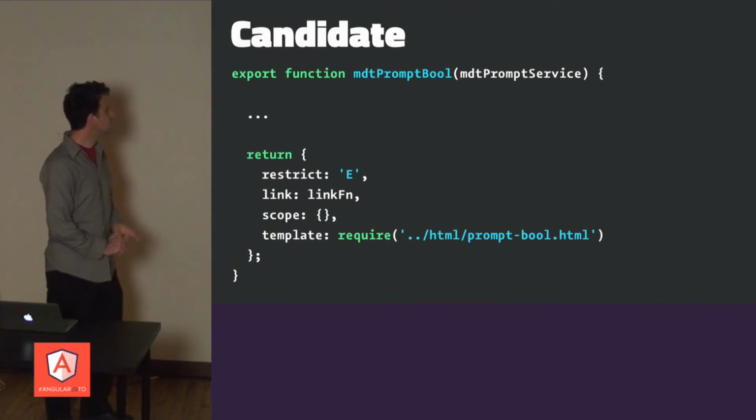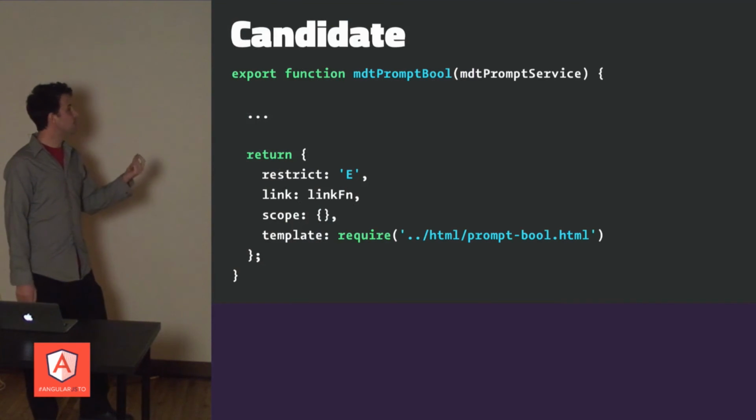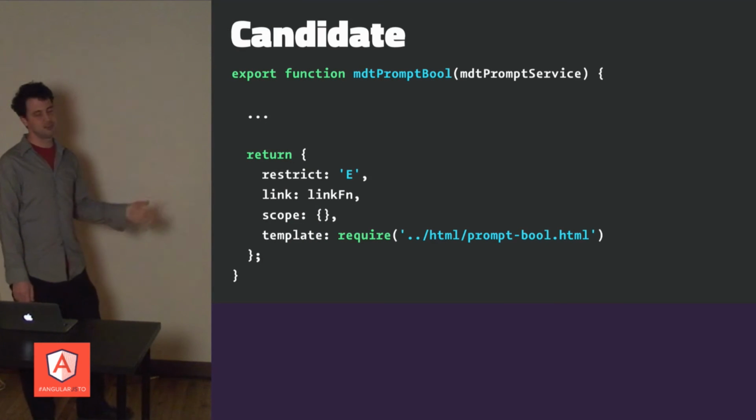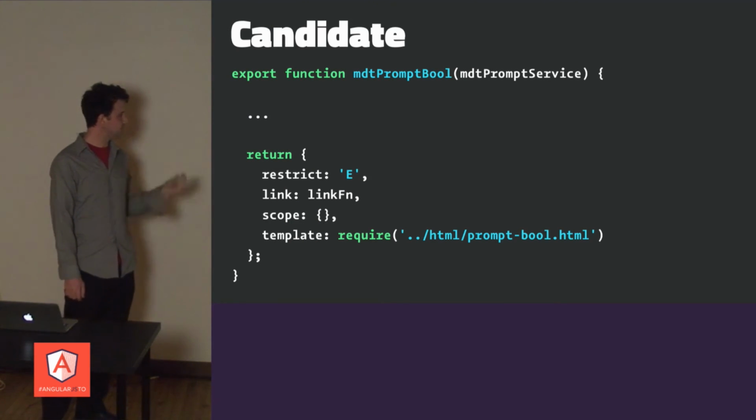So the candidate component that I actually updated first was this MDT prompt bool. I'd been naming a lot of the stuff in this project with the MDT for Markdown tutorial and prefixing everything.